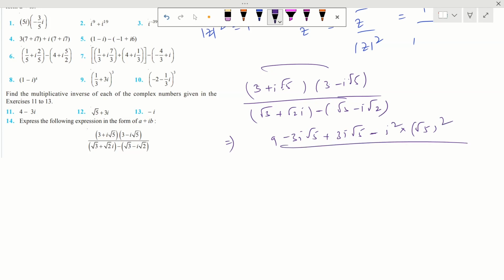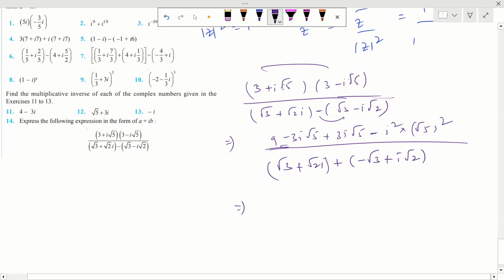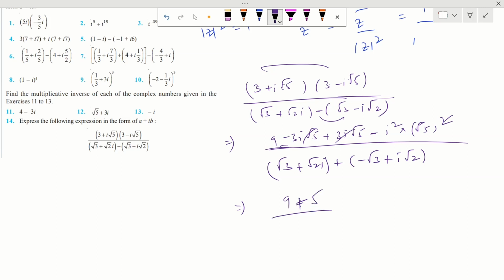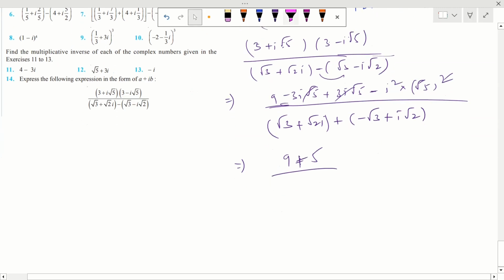Okay, this is in the form of a plus b. Here minus is given, so the minus I am taking inside, then it is minus root 3 plus i root 2. Then when we are solving, these two terms will get cancelled. So we have 9 minus, and the square root squared is 5, so it will be plus 5, right? It becomes 9 plus 5, and these two terms get cancelled.